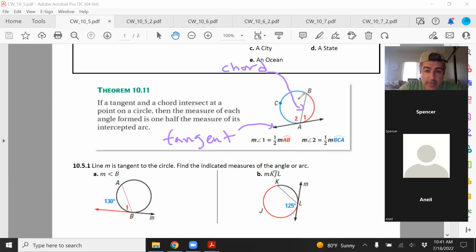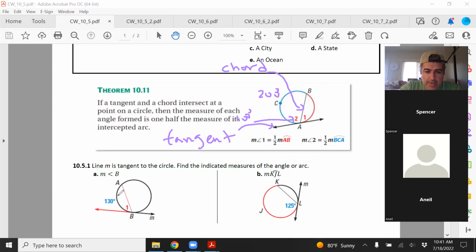What's going to happen is that the angle they form, so angle 1, will be half the arc it intercepts. So, for example, if this were, say, I don't know, 40 degrees, then that'd be 80 degrees. And by the same token, let's say angle 2 is like say 100 degrees, and the arc, which is blue, would be 200 degrees. So let's take a look at the examples down below.